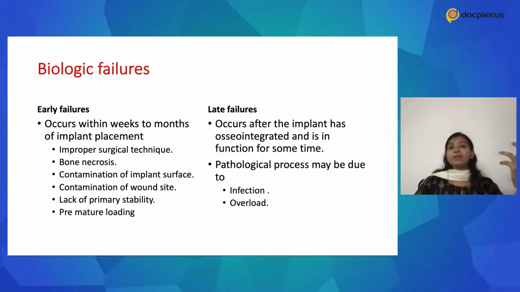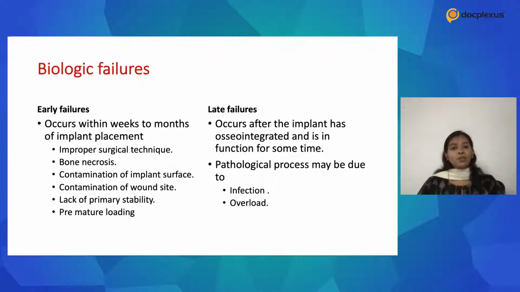Next, lack of primary stability. Around 35 Newton centimeter needs to be maintained. If it is lesser than that and we are loading it, with no primary stability attained, then we might face problems leading to early failures. Apart from that, premature loading. So with posterior teeth, when you prematurely load, it might lead to early failures.